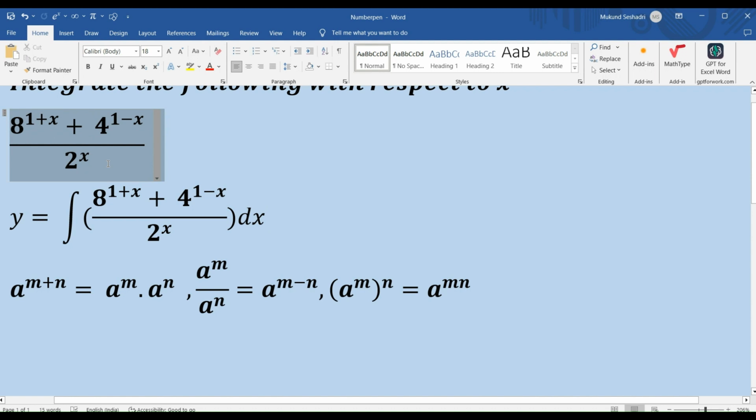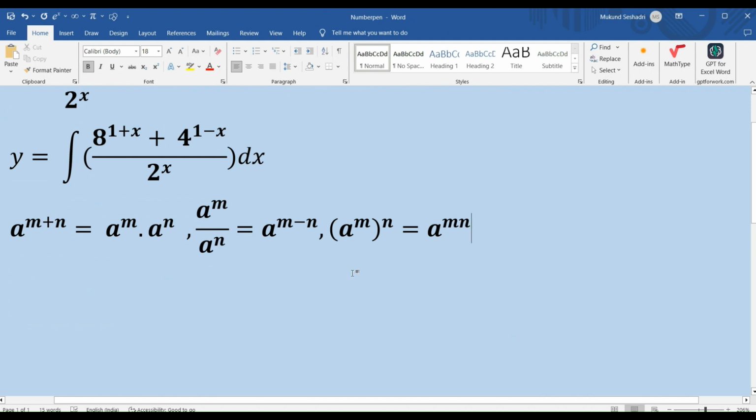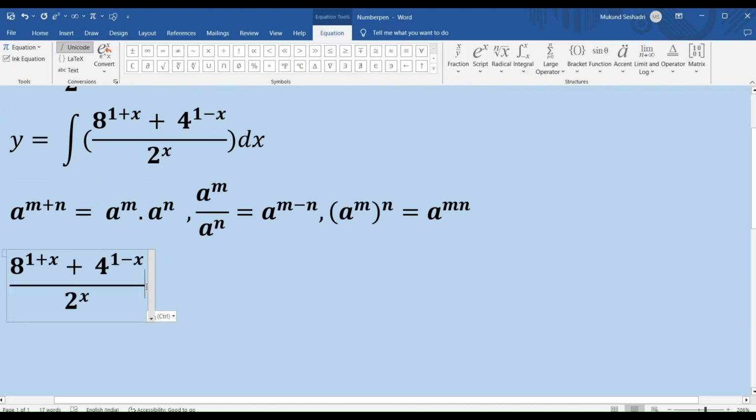I'll keep y aside for a moment. I'm going to paste my expression and start simplifying it. I have this particular expression which I know that I can rewrite as 8 to the power 1 plus x divided by 2 to the power x plus 4 to the power 1 minus x divided by 2 to the power x.